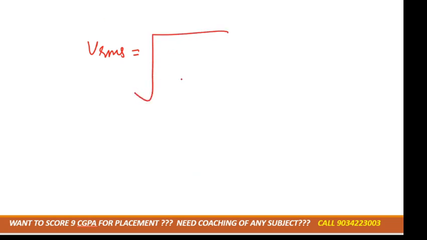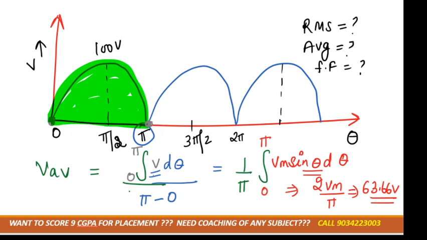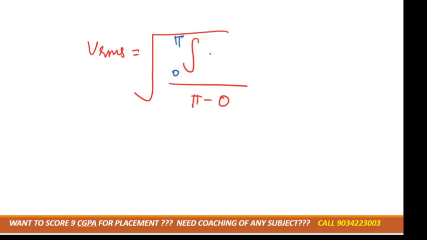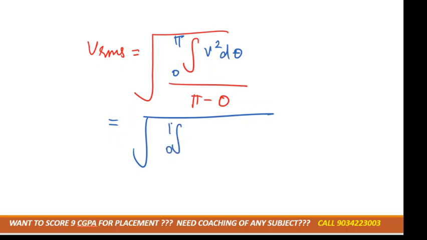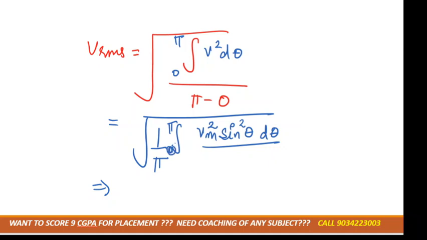Right? So VRMS is how much? Again, we'll take root. Base length is how much? Pi minus 0. And the limit varies from 0 to pi, and in this case we'll take V squared d theta. So again we need to solve it further. From 0 to pi, V is how much? Vm sine theta. Now this is V square, so we can write Vm square sine square theta d theta divided by pi minus 0. So pi is under the root only. Don't take it outside the root. Again, we'll solve it. We have to put the limits, one is 0, then pi.